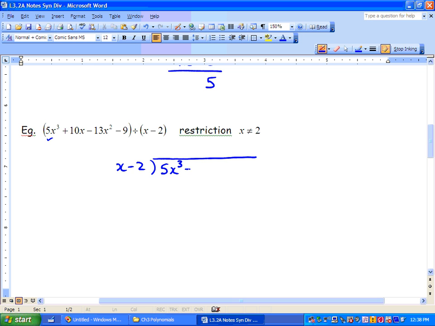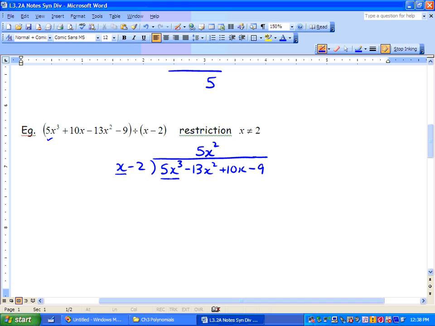Then you're going to write down your x squared term, and then your x term, and then your negative 9 here. And you just keep repeating the same process we had before. Look at your first terms. X times what gives you 5x to the third? So you are missing a 5 and an x squared, so it's 5x squared.